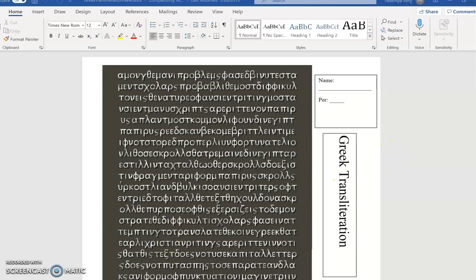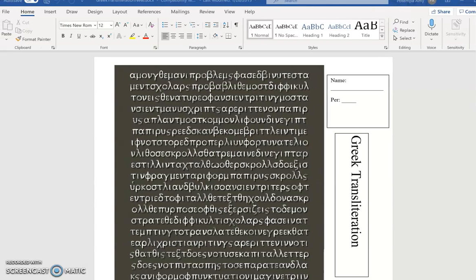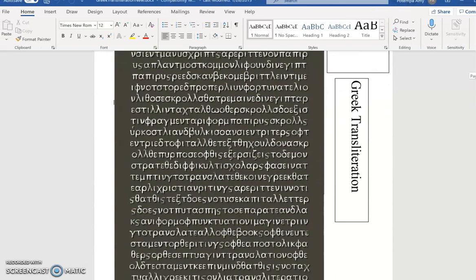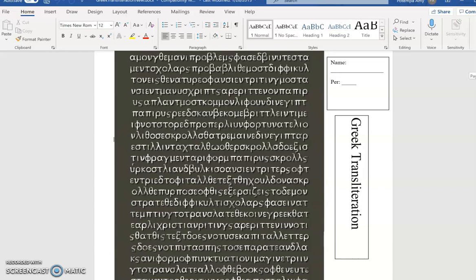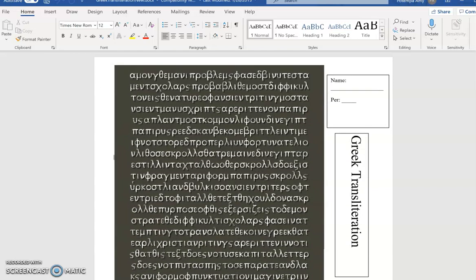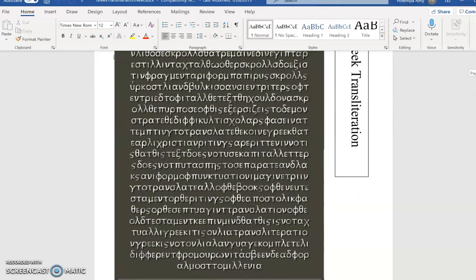So this is a picture of the handout that you guys are going to be getting from your substitute. It's basically a transliteration, not a translation. I know it looks really scary. You don't have to know any actual Greek to do this because it's just transliterating letters.